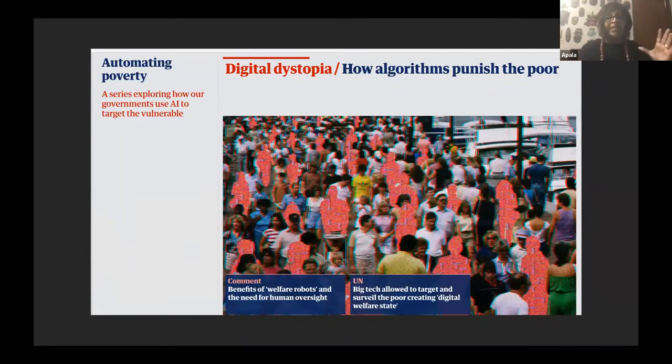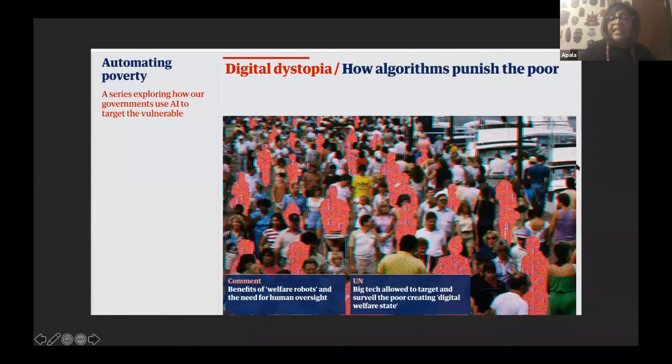And so you can see these series of articles and reports, whether in popular newspapers or in academia, talking about how we are automating poverty in the way we are doing digital transformation in the areas of, say, welfare payments to people who subsist on the benefits payments they get. And this is true across the world.